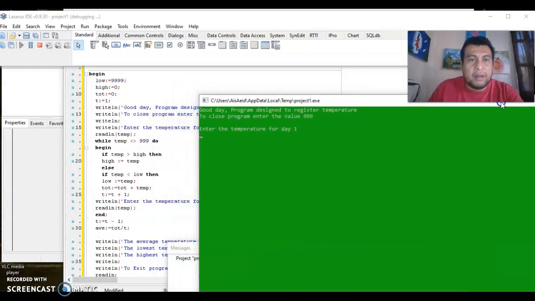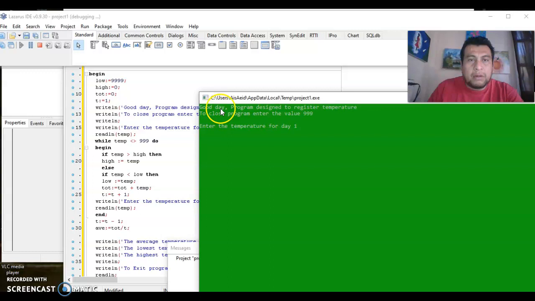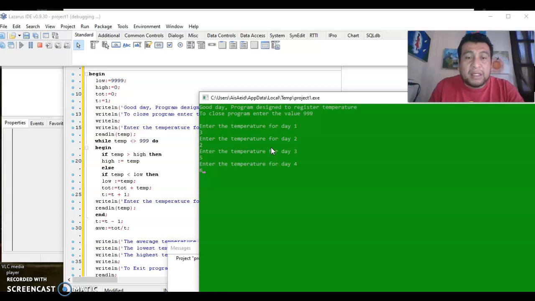Information is here, you can see there. Good day, program designed to register temperature. To close program, enter the value 999. Enter the temperature of the day. Let's see, 3. Day 2, you can see the continuation of 2. I put 2. Day 3, I would put 5. Day 4, let's say 6 degrees Fahrenheit, let's say, temperature. And let's say no more days.